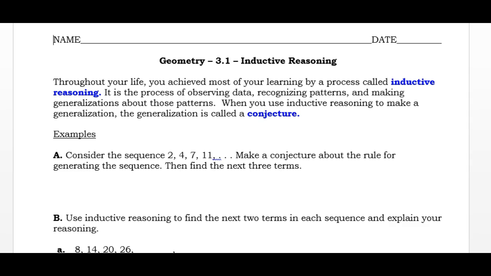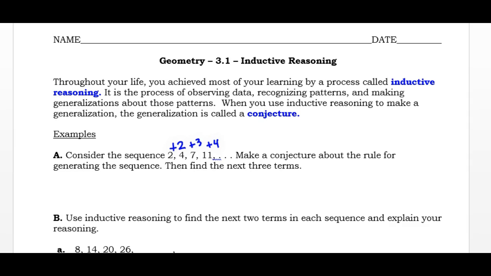We're going to make a conjecture or a guess about how this sequence is being generated and then find the next three terms. So I'm going to start off with looking at it and seeing, well, how much is it going up by? From 2 to 4, that's going up by 2. From 4 to 7, that's going up by 3. From 7 to 11, that's going up by 4. So I can probably guess that the next number is going to go up by 5, and then go up by 6, and then go up by 7.